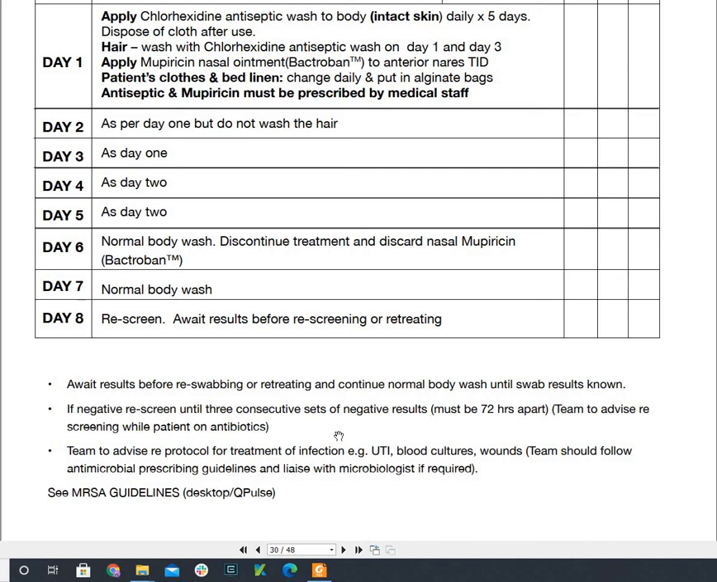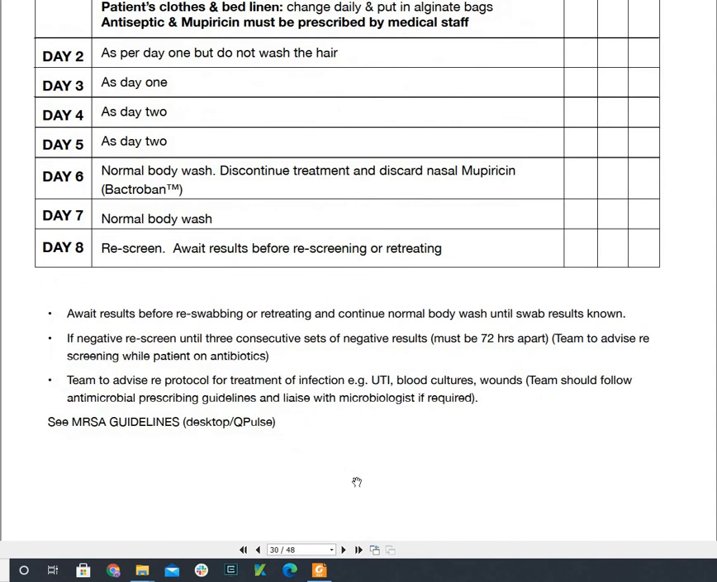Team to advise regarding screening while patient is on antibiotics. Team to advise regarding protocol for treatment of infection, for example UTI, blood cultures, wounds. Team should follow antimicrobial prescribing guidelines and liaise with microbiologist if required. And then you can refer to the MRSA guidelines, which is available on the infection control folder on the desktop and on QPulse also.